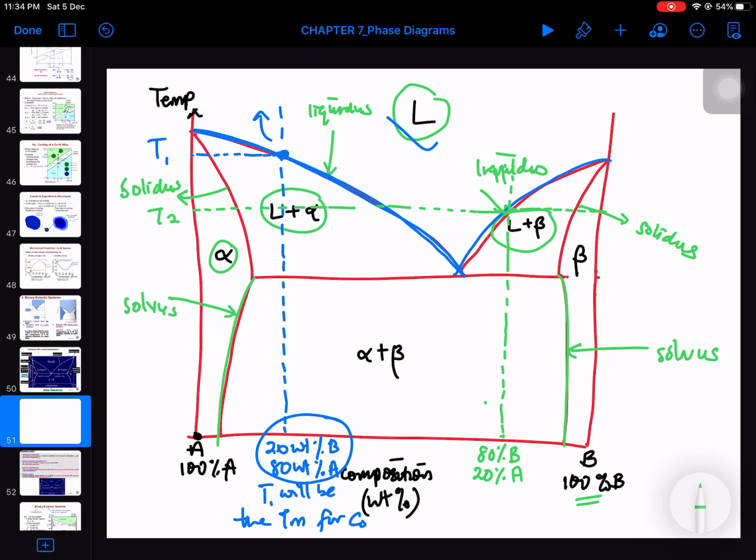So let's say this is T2. T2 is the melting point, or Tm, for the C0 here. Any combination of alloys that you choose, all the points along this liquidus line will be the melting point for that alloy composition. So it varies along the line.